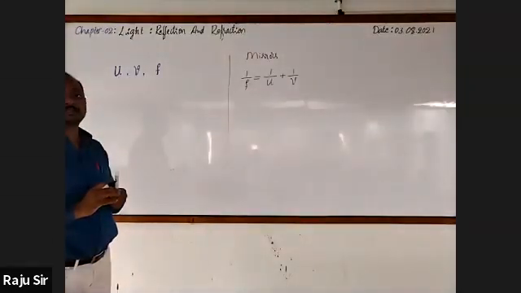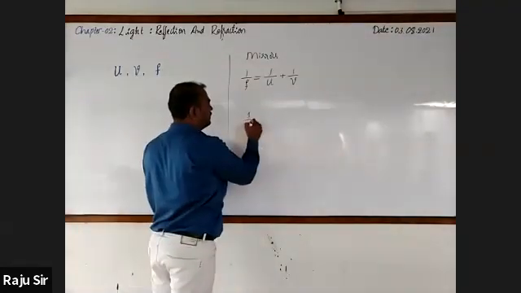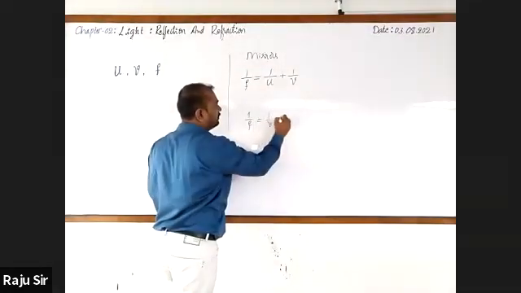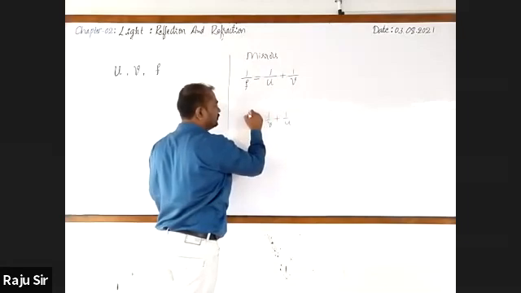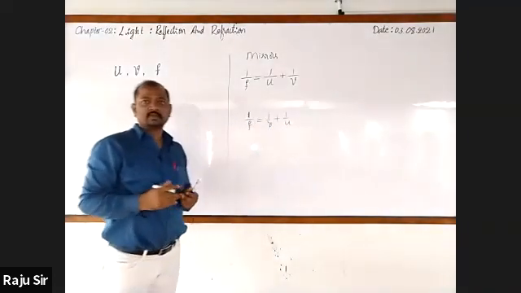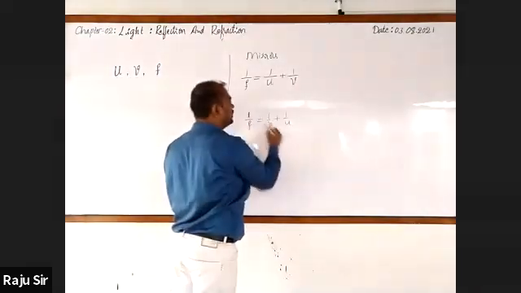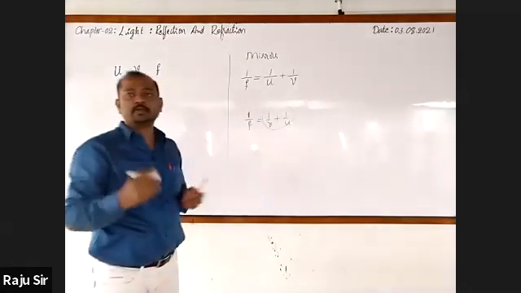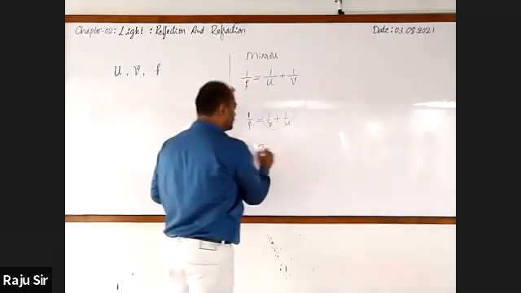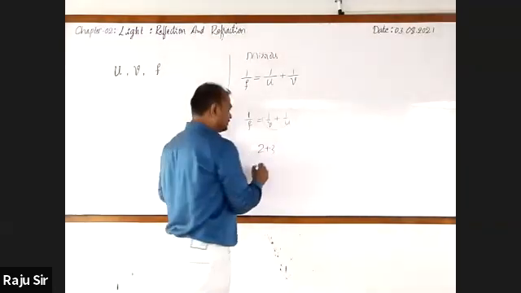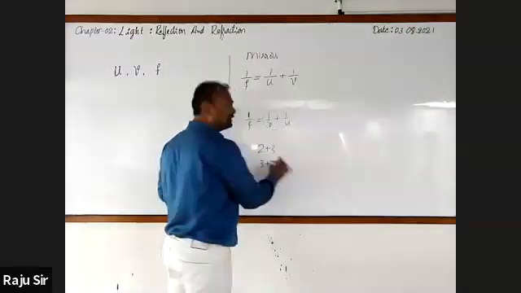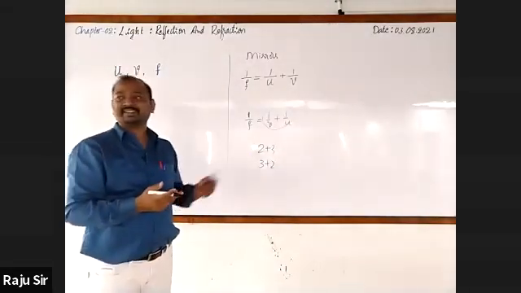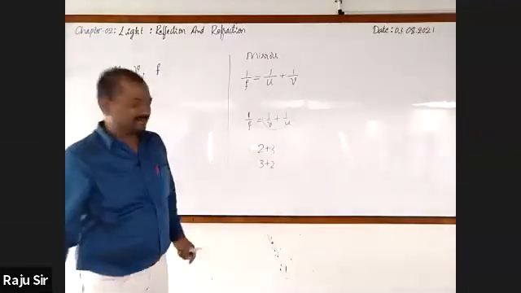This was the relationship. Can it be written as 1 by F is equal to 1 by V plus 1 by U? Yes, they are all positive, no difference at all. 2 plus 3 is 3 plus 2, the commutative property. Both are 5, the answer is equal.